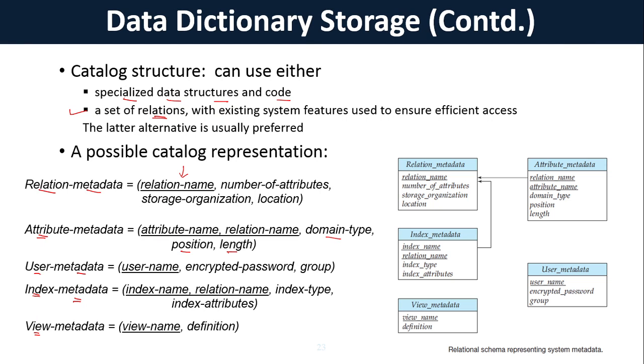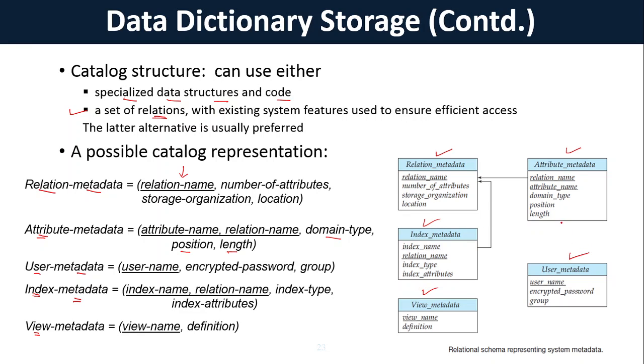So see here, the relation schema representing this system metadata. In a similar way to how we represent a relational schema, we have represented these metadata tables also in the form of relational schema. So we have relation metadata, attribute metadata, index metadata, view metadata, and user metadata.